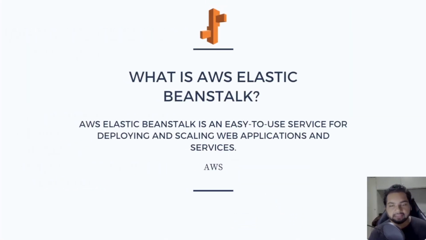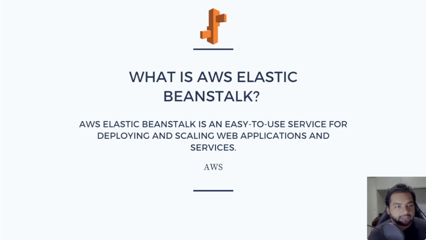Elastic Beanstalk is a service provided by AWS which is useful if you don't want to know more about deployment services. If you have no idea about deployment services personally and you don't have a dedicated DevOps team, then you can use this particular service and deploy all your projects and services on the fly. It's a very easy to use service for deploying and scaling web applications.